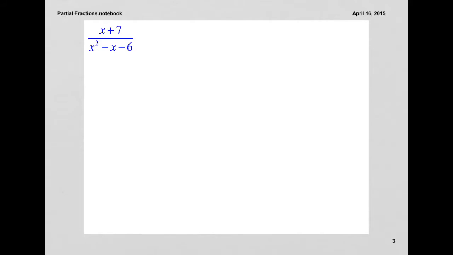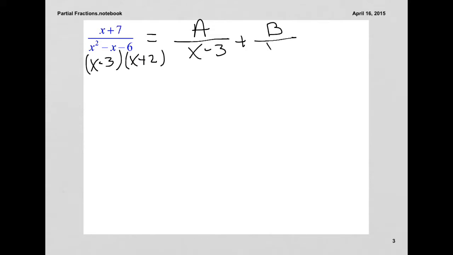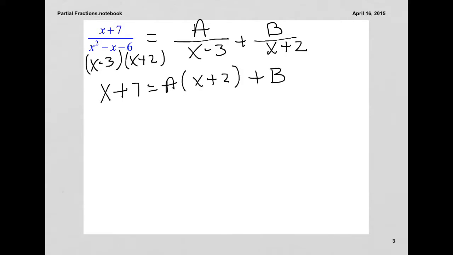One last example of how to change a rational expression to a partial fraction. We get x squared minus x minus 6 factors as x minus 3, x plus 2. So my partial fractions are going to start out as a over x minus 3 plus b over x plus 2. Okay, after we get rid of the fractional form, we get x plus 7 equals a times x plus 2 plus b times x minus 3.